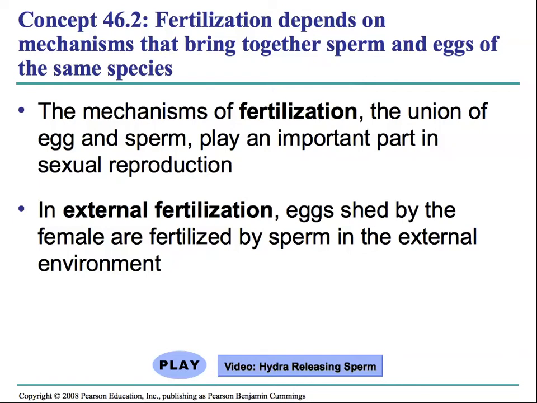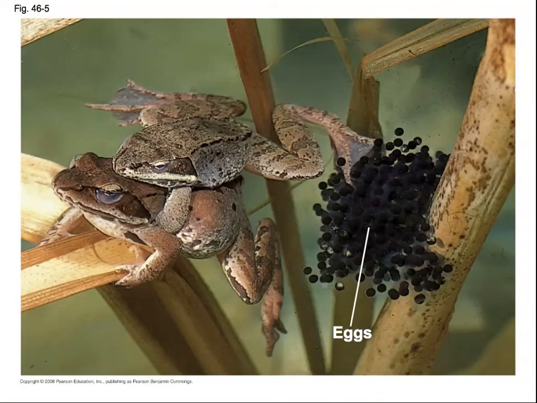mechanisms of fertilization. There's a variety of mechanisms. External fertilization is a pretty common theme, especially in creatures that live in the water. So this is frog sex. The female releases eggs. The male releases sperm on the eggs. The eggs get fertilized. The eggs develop, and they make tadpoles.